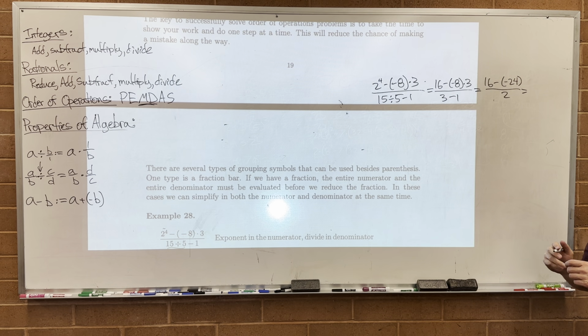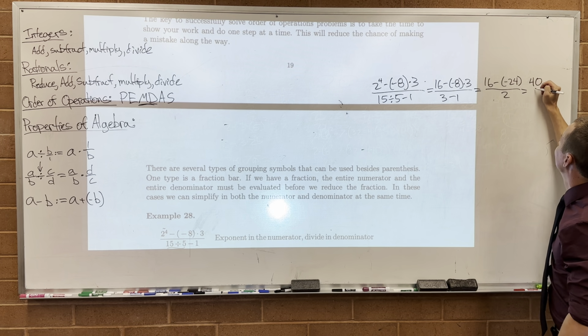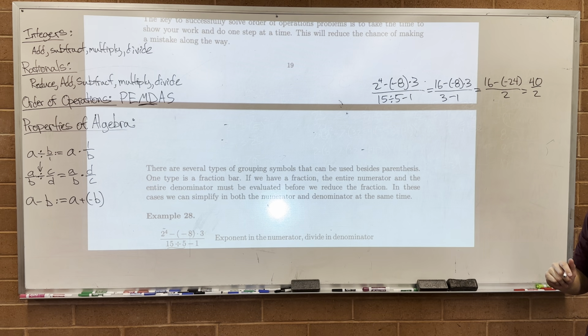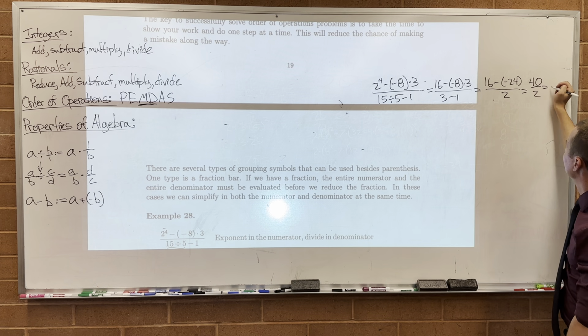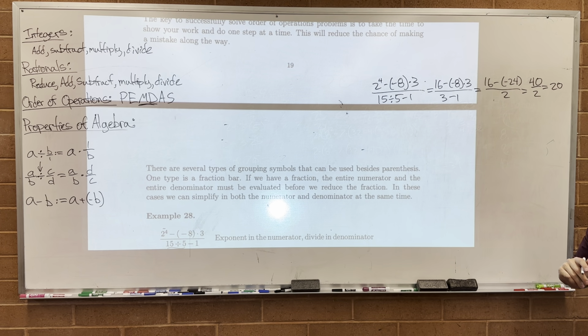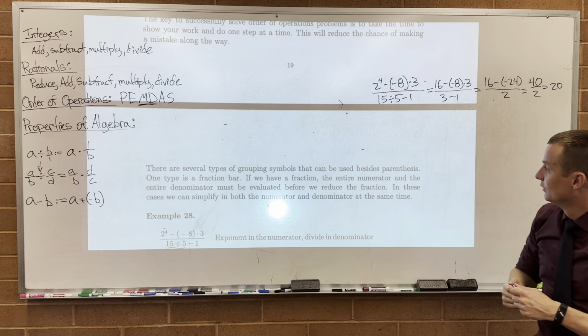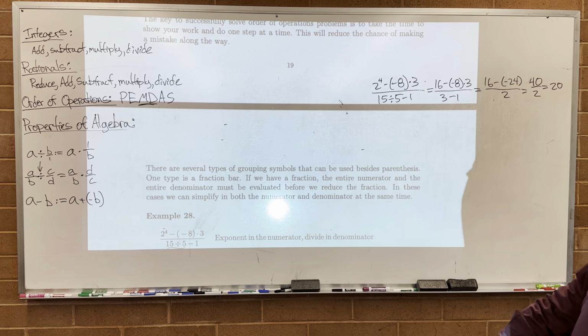Subtracting negative 24 is the same thing as adding 24. So 16 plus 24 is 40, over 2, which is equal to 20. Take 2 out top and bottom, and we're left with 20 over 1, which is the same thing as 20. Make sense? Yes. All right.